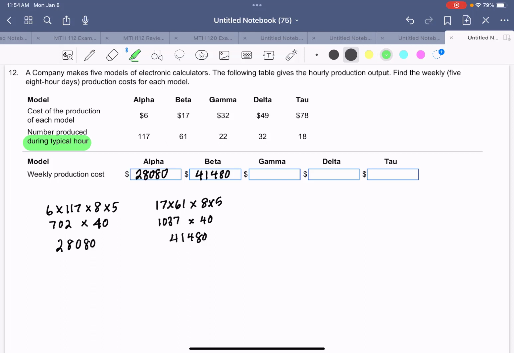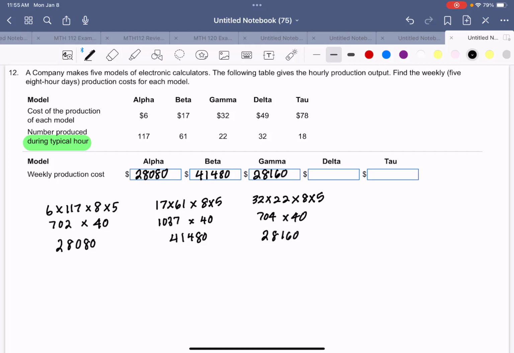So gamma is $32, and it's 22 of those calculators, and you're doing that every hour, 8 hours a day, 5 days a week. So it's 32 times 22, 704 per hour, times your 40-hour work week. 704 times 40 is 28,160 for the gamma.